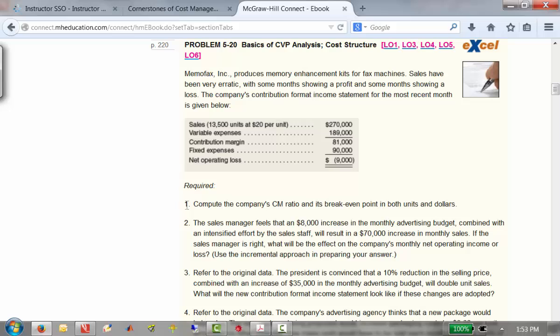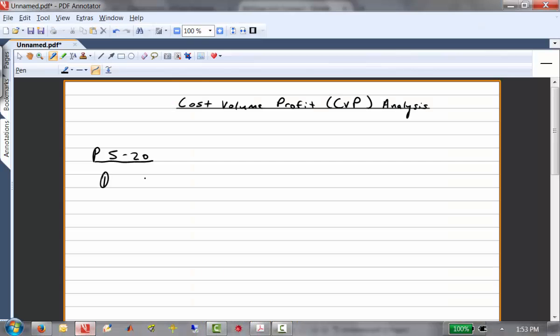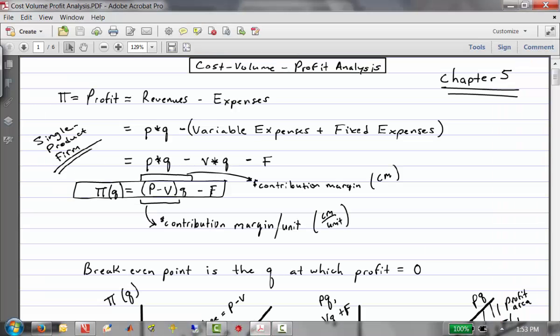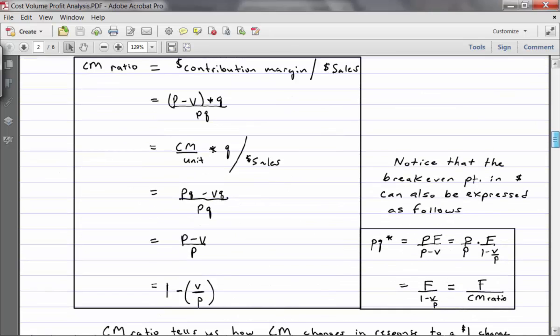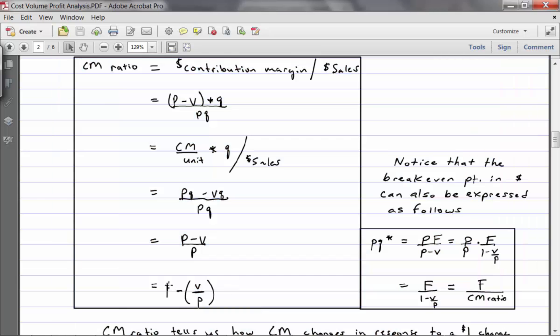And the first thing they want us to do is compute the company's contribution margin ratio and their break-even point, both in units and in dollars. So if we look at the lecture notes, we know that the contribution margin ratio is given by any of these formulas in this box. If you have V and P, you might as well just use this formula because it's equivalent to this one. It's still the contribution margin ratio. It's just a shortcut.